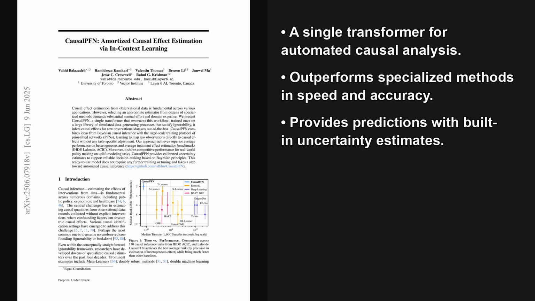Usually, it requires a ton of expert knowledge to pick the right method. What's really cool here is that CausalPFN is a single transformer model that automates this. It's trained once on a huge amount of simulated data, and then it can analyze new, real-world datasets right away. A big step towards automated causal science.